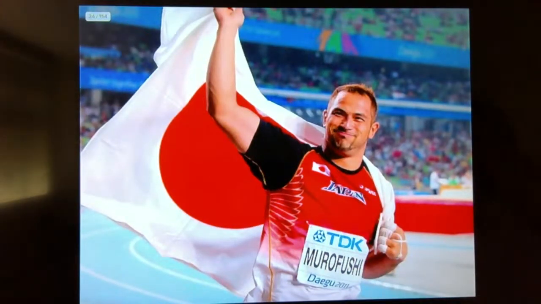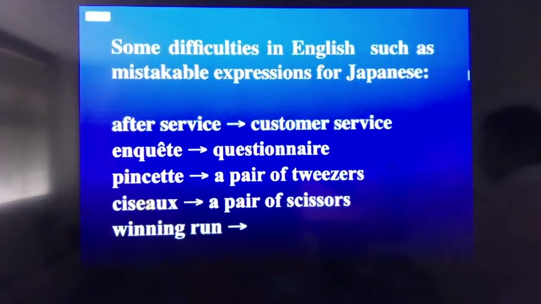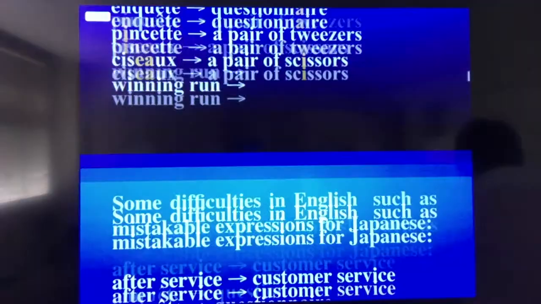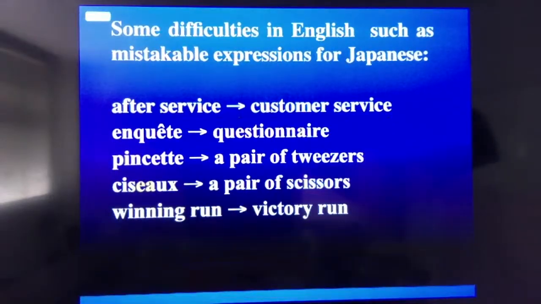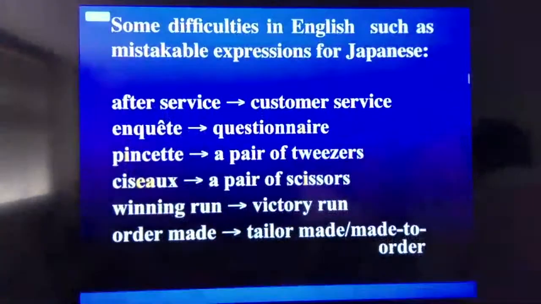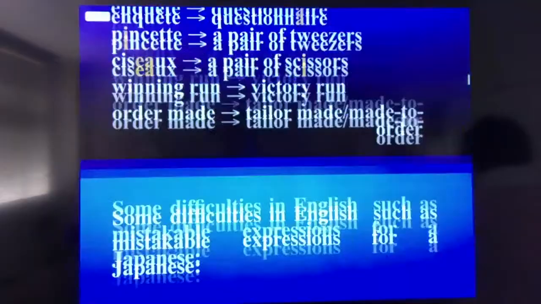He got a medal or something, so he was running. Winning run is Japanese English, and in English it is victory run. Order made is tailor-made or made to order. Order made is quite Japanese English.